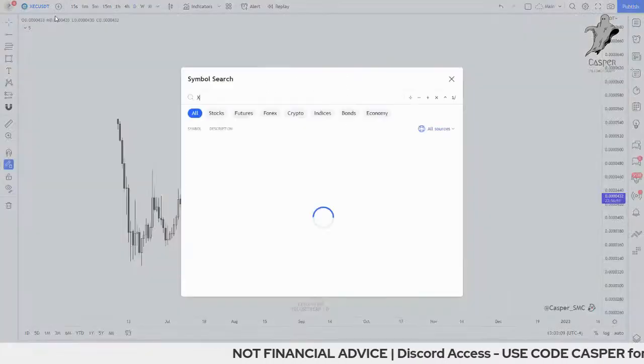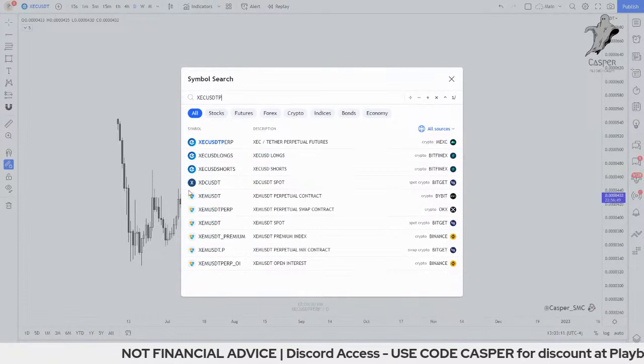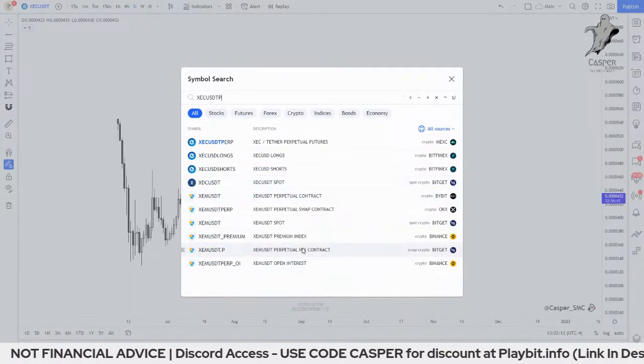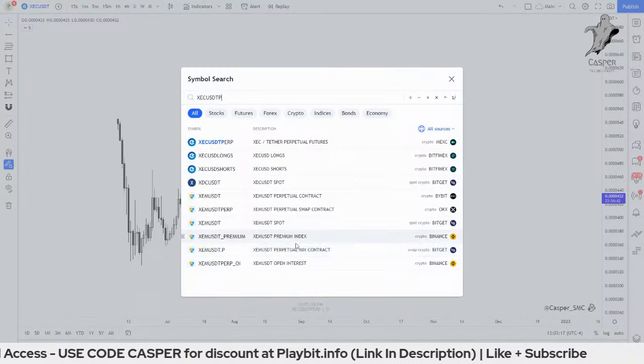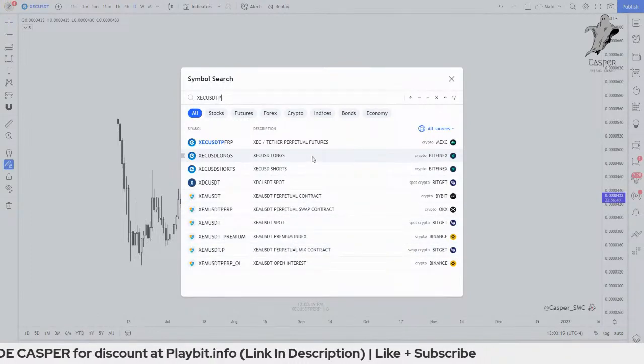Zach, why do I have... Wait, this is the wrong chart. Did they take it off on purpose? On Binance? I guess they did because there was open interest. Or no, that could be for spot.